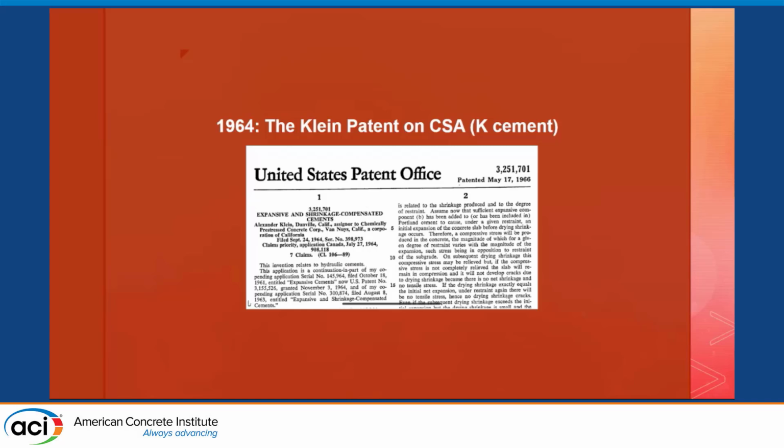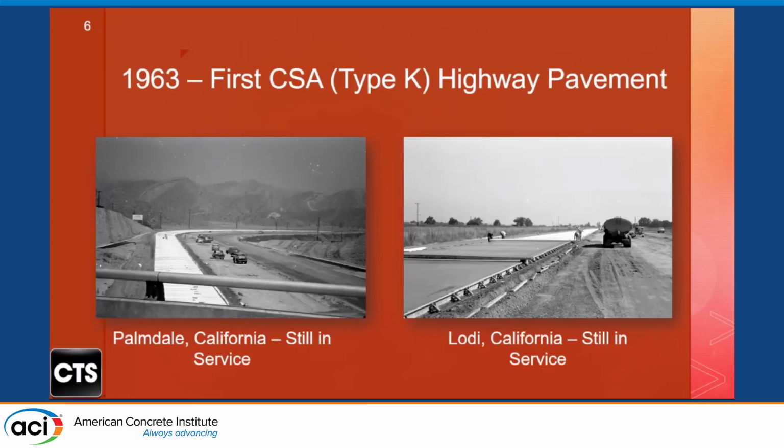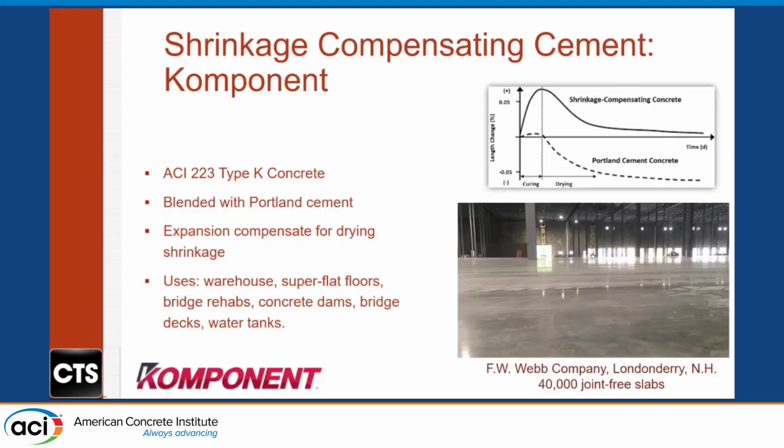Let's go back one more step. The Klein patent in 1964 was the patent that created shrinkage compensating concrete. In fact, one year earlier, the first two projects were built, one in Palmdale and another in Lodi. There are segments of these projects that are still in service and still operational. And from there, there have been hundreds of cases.